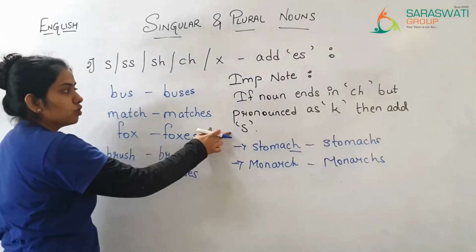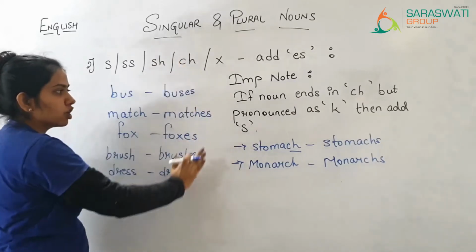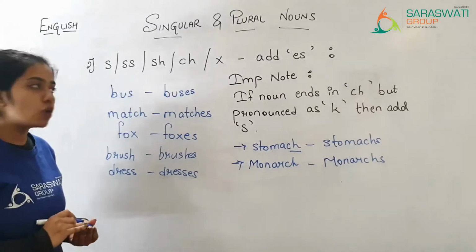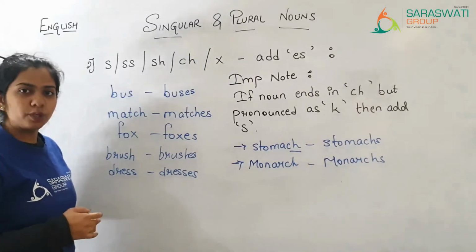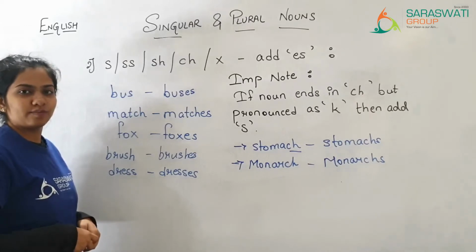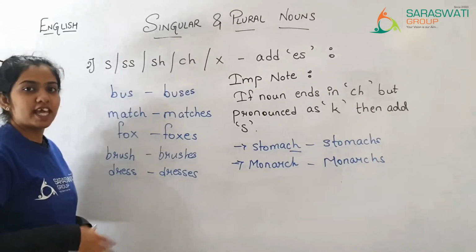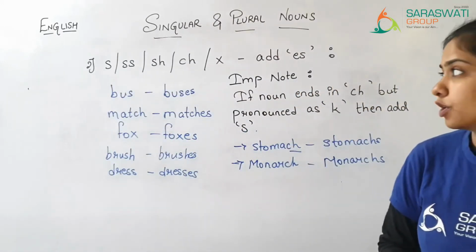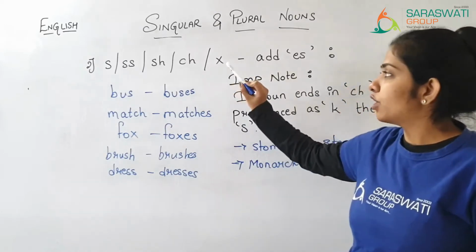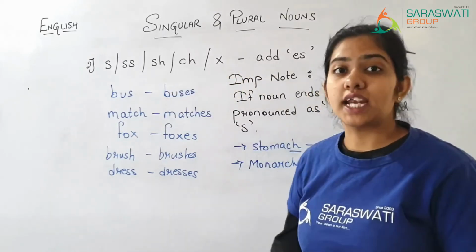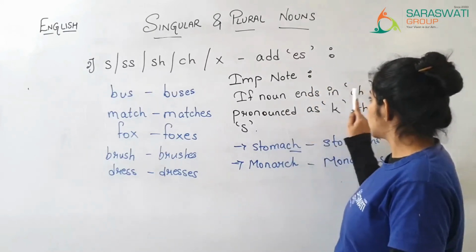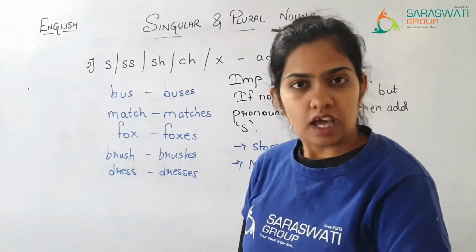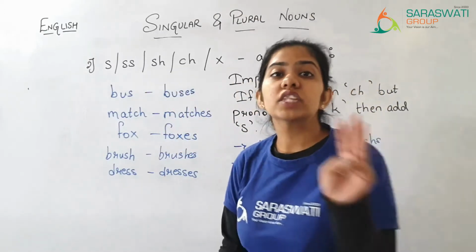So this is the rule which you need to keep in your mind, and if you want to note this down in your book, then just pause the video and note this down. Okay students, so I hope that you have noted down this rule in your book, that when the word is ending with these letters, then you are supposed to add es. But if a noun ends in ch but pronounced as k, then you will add only s. Okay? Now comes our third rule.